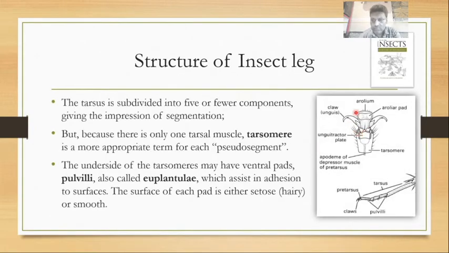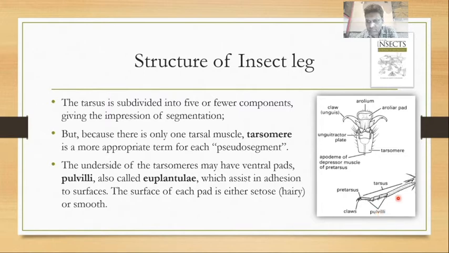The most distal segment is the pretarsus. The pretarsus has a median lobe called the arolium, which has on its ventral surface arolar pads and a pair of very sharp claws. These claws and the arolar pad help in adhesion to the ground, but that's not enough. The tarsus also helps in adhesion to the ground.